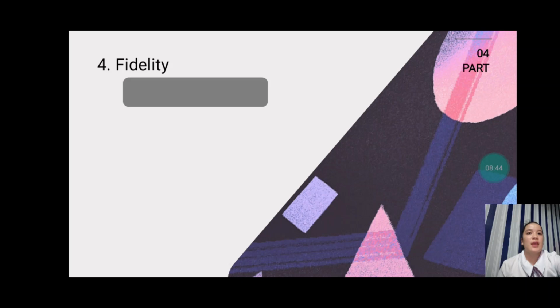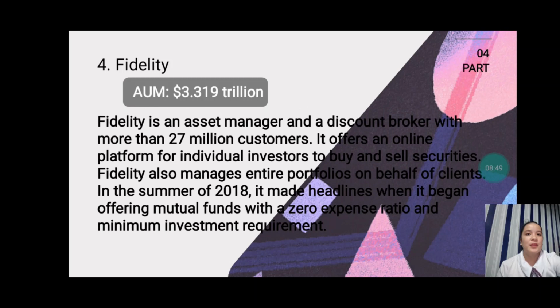We move to number 4 largest. This is Fidelity. It has $3.319 trillion. Fidelity is an asset manager and discount broker with more than 27 million customers. It offers an online platform for individual investors to buy and sell securities. Fidelity also manages entire portfolios on behalf of clients. In the summer of 2018, it made headlines when it began offering mutual funds with a zero expense ratio and no minimum investment requirement.